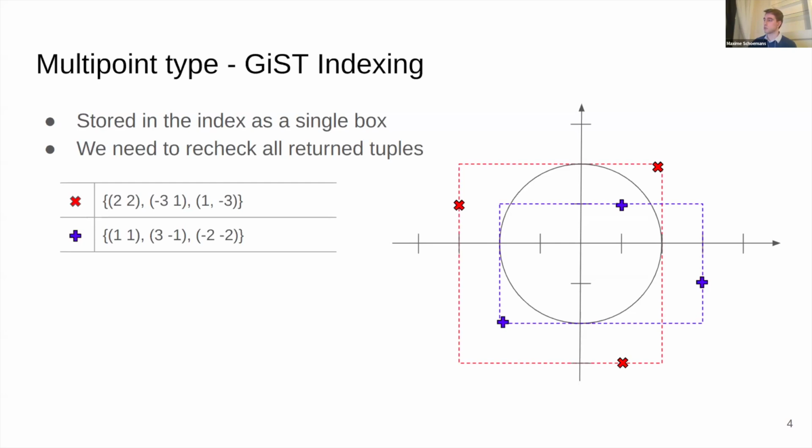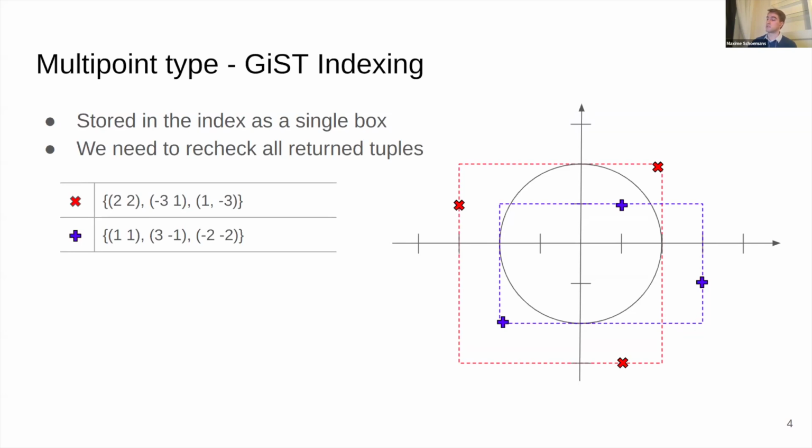In the case of collections of geometries, so geometry collections like multi-points and multi-polygons, it is a single bounding box that will cover all of these geometries. So in this case, you see the blue and the red boxes. These are the bounding boxes that will be inserted into the GiST index.